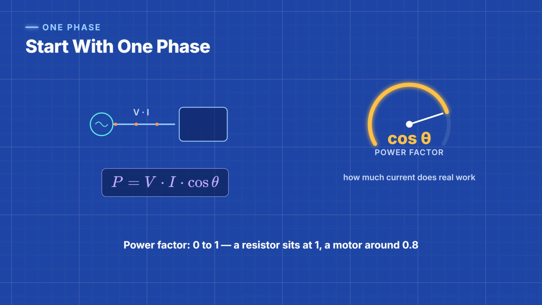Start with just one phase. The power it delivers is simple. It's voltage times its current times something called the power factor. The power factor, written cosine theta, is a number between 0 and 1. It tells you how much of that current is doing real work, instead of just sloshing back and forth. A perfect resistor sits at 1, a typical motor around 0.8. For now, think of it as a dial. So, for one phase, voltage times current times the power factor.